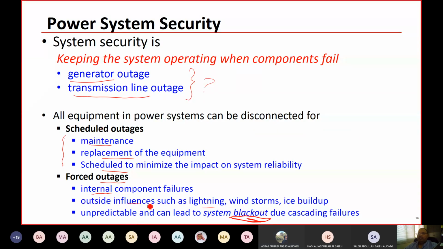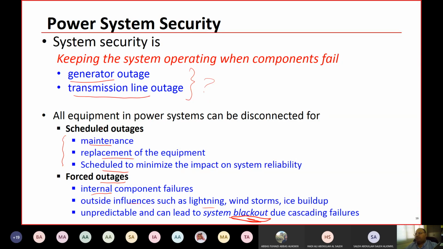Can you please explain again what you mean by a secure distribution, line distribution? Security is to keep the system healthy, even if you have a generator outage or transmission line outage. Even under these disturbances, there is no violation. There is no overflow in any transmission line. There is no over voltage or under voltage at any bus. This is what we mean by security. Under outage of any component in the power system, there is no violation. If this is the case, the system is secure.